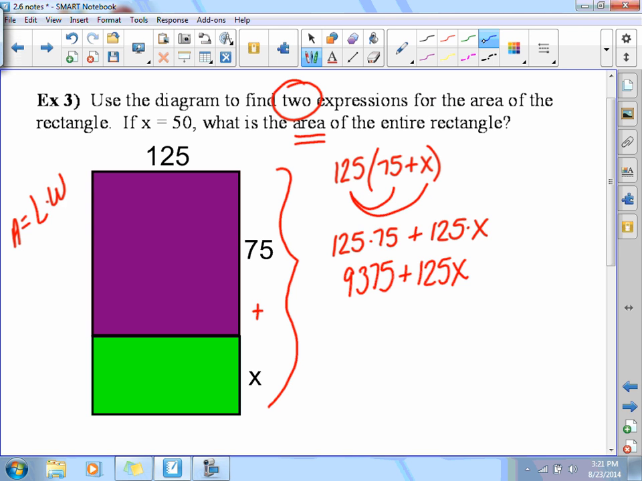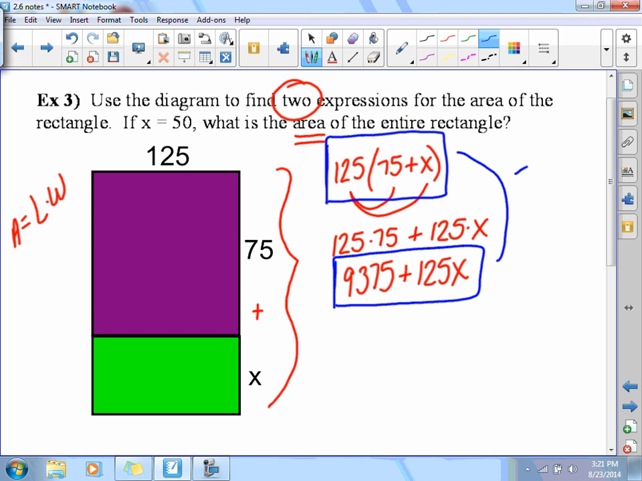So I'm going to circle these in a different color. I'm going to circle these in blue. Okay, so here is one way that I can write the expression. Here's another way that I can write the expression. So those 2 expressions, they are equivalent. They're equal to each other. And that's what the distributive property does. It takes an expression with parentheses and it reworks it into an expression without parentheses.